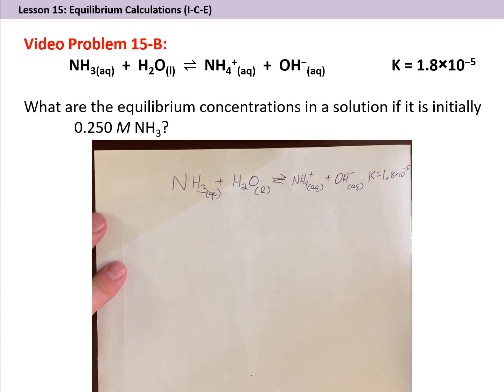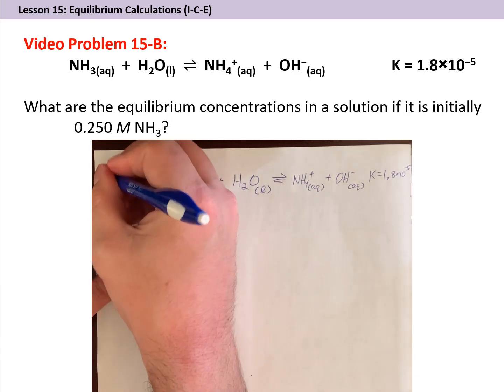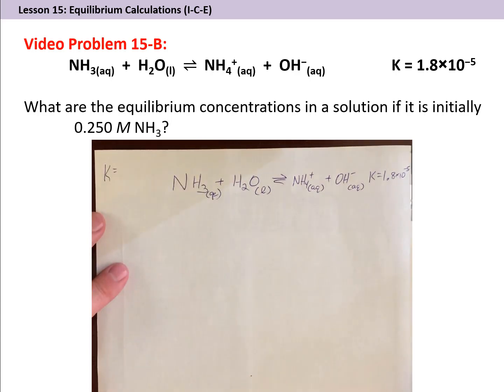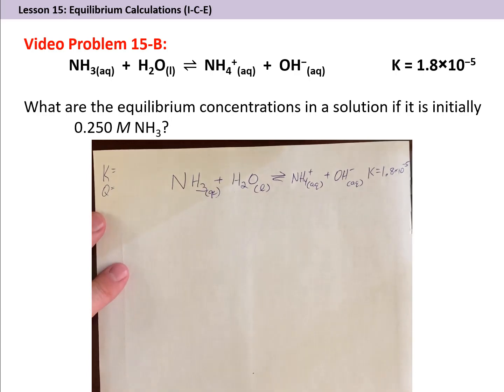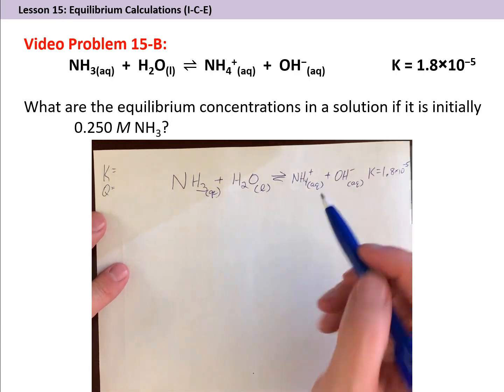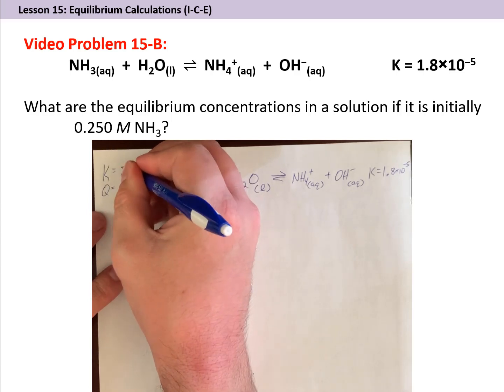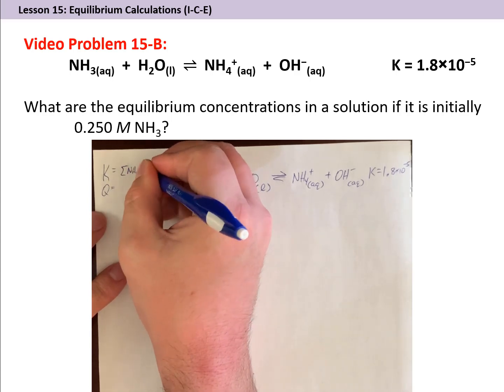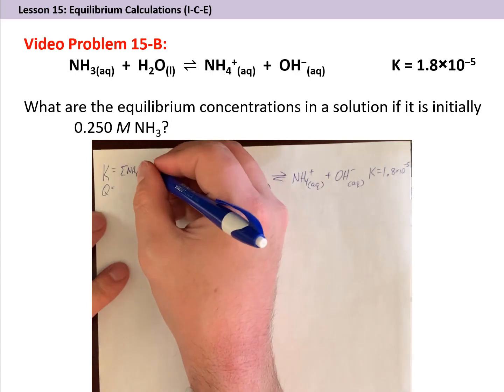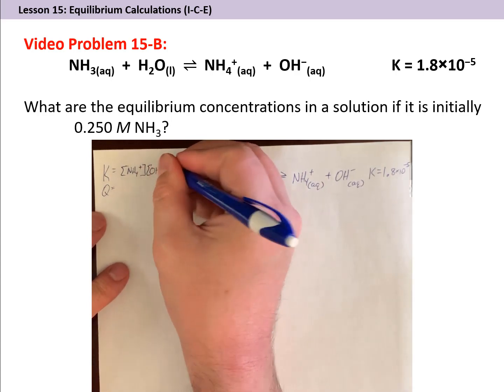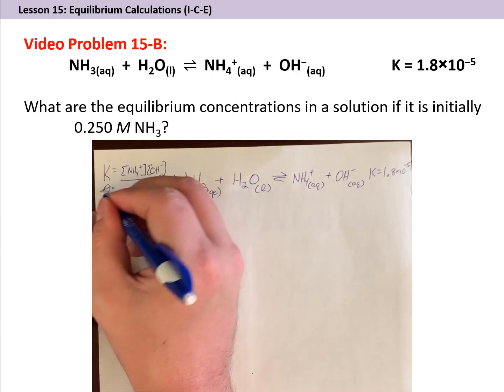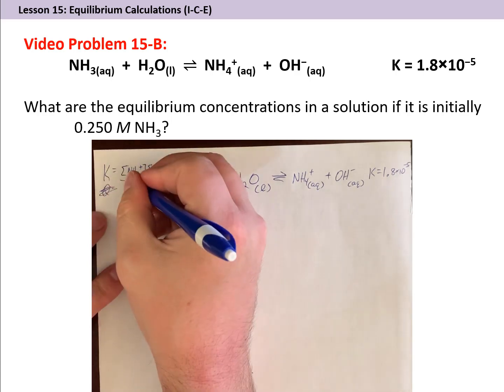I always like, when I first do these, and I should have put this over to the right a little bit, is I like to write out the equation for K, okay? And that'll be the same equation for Q, except one's at equilibrium and one's at initial. So K or Q will be NH4 plus times OH minus over NH3.